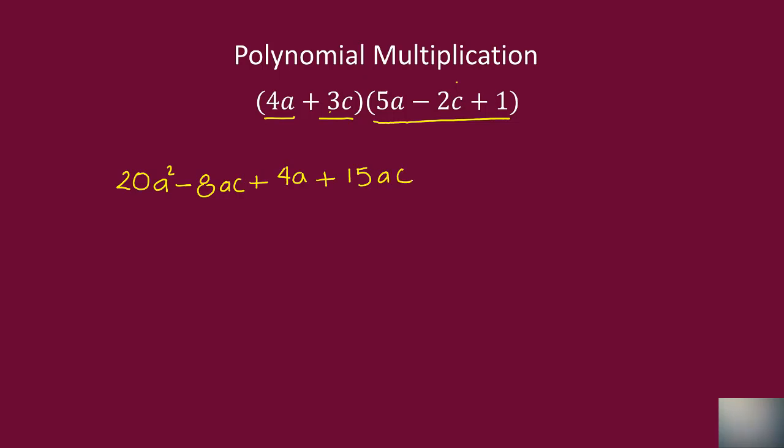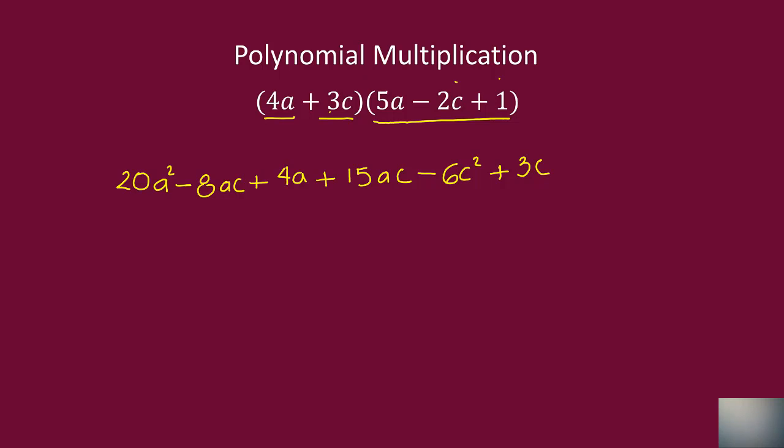Now we multiply 3c times the second term. Positive times negative, negative. 3 times 2, 6. C times c, they have the same base, so I add the exponents. C squared. And now we multiply 3c times the third term. Positive times positive, positive. 3 times 1, 3. And since we only have one c, we keep the c. 3c times 1, 3c. Okay, with this, I am done multiplying.